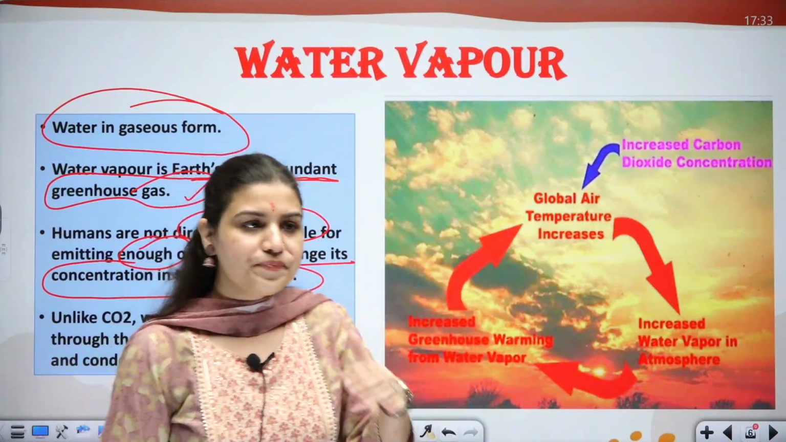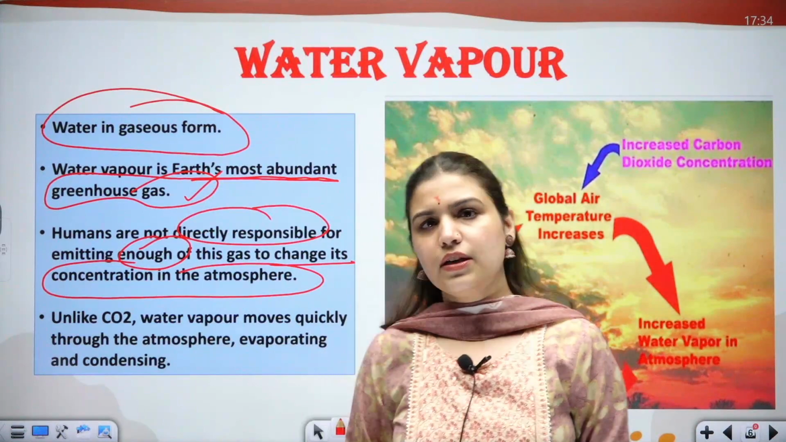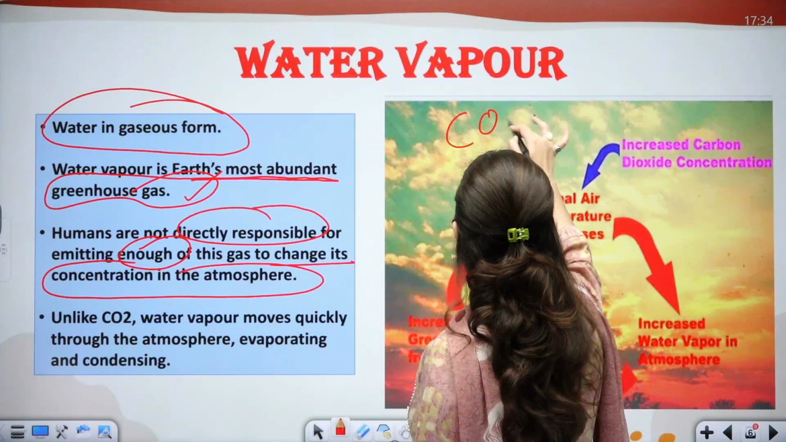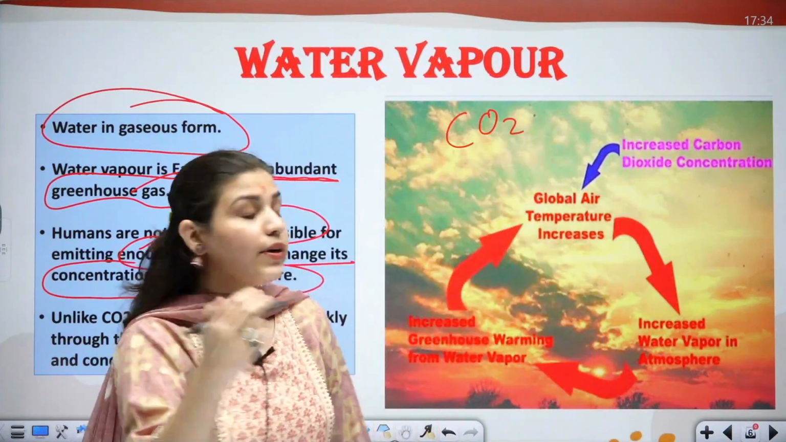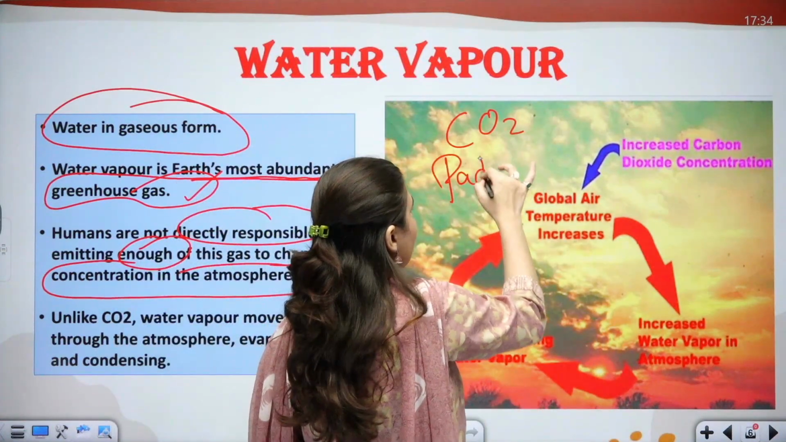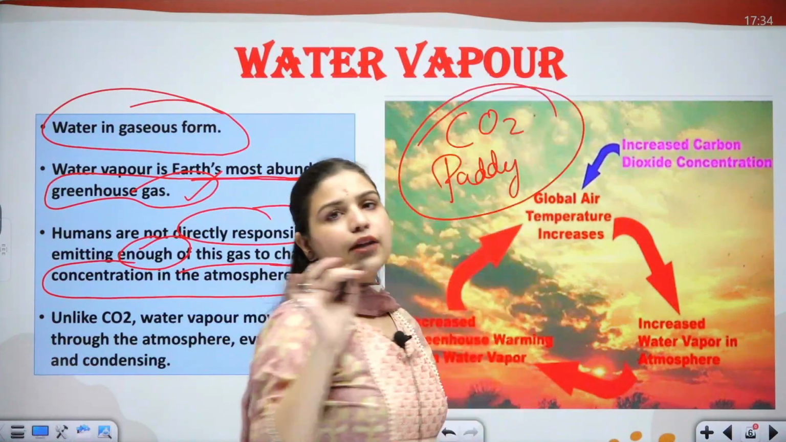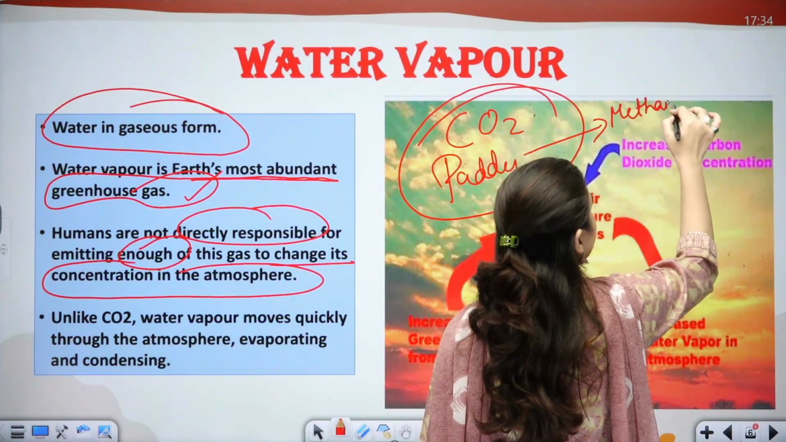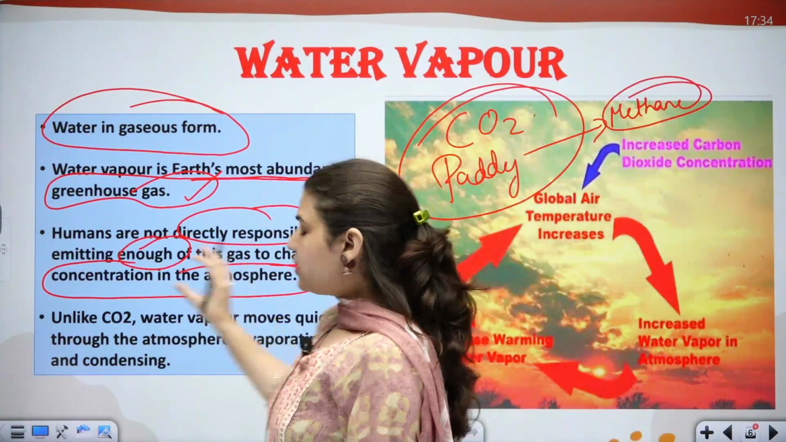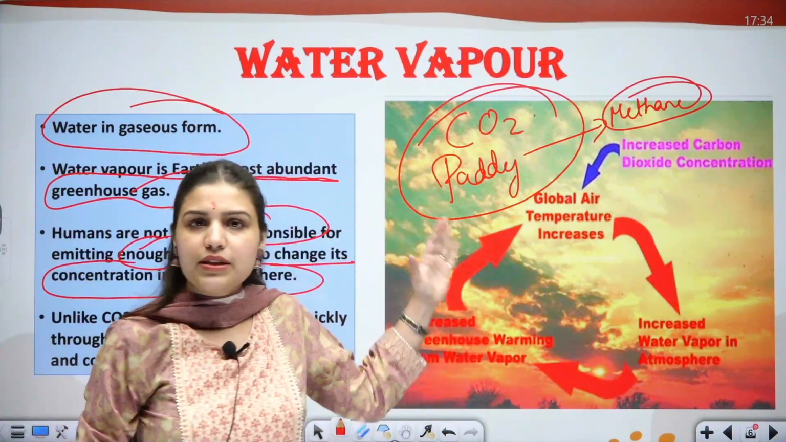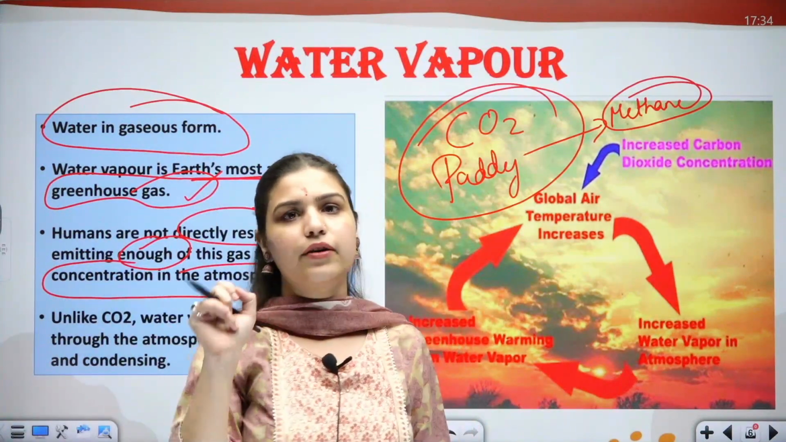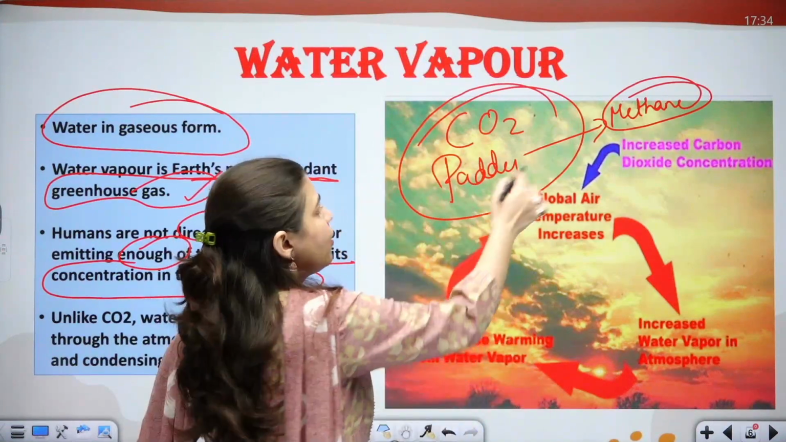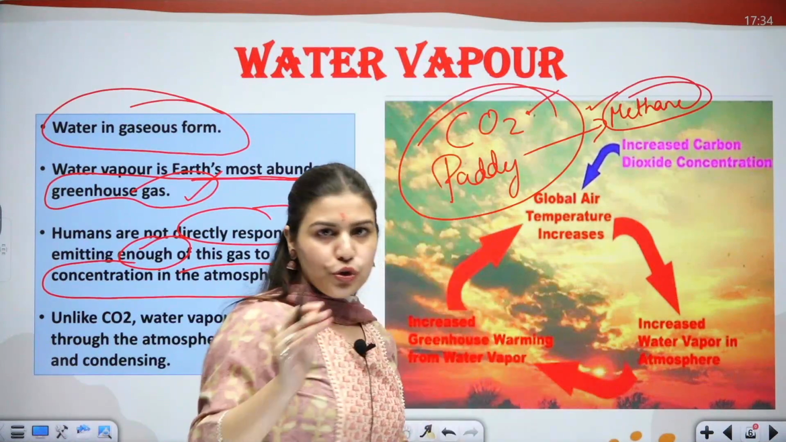Let's see how. Through the burning of fossil fuels, enough carbon dioxide is released. Let's talk about CO2. Then methane is released through rice or paddy fields. One of the most common anthropogenic sources for methane is these paddy fields. This question has been asked in your UPSC examination as well. So humans are not directly responsible for the emission of water vapor, but they are indirectly responsible. See how. These are two greenhouse gases, carbon dioxide and methane.